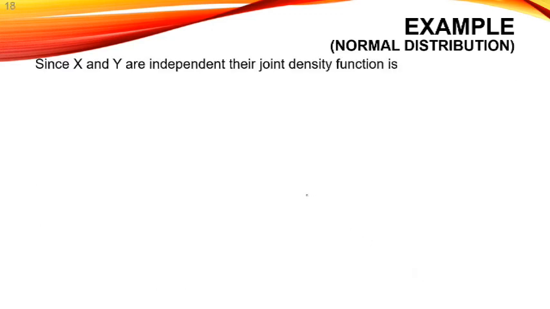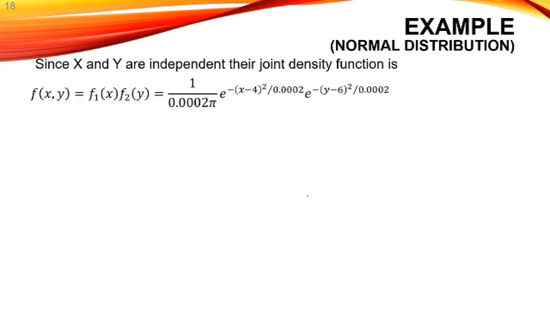Since x and y are independent, then the joint density function is the product of their densities. So kapag kinuha natin yung product, we have this one. Okay? So simplifying that, we have 5,000 over pi e raised to negative 5,000 times the quantity x minus 4 squared plus y minus 6 quantity squared.